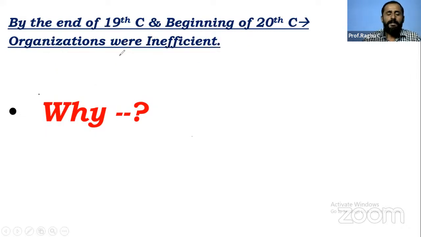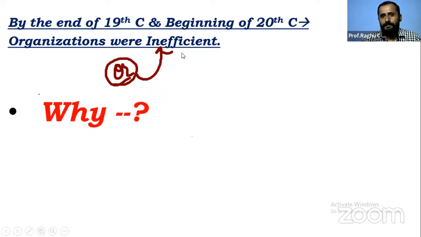So now, please tell me why the organizations were inefficient at this point of time. Please let me know from you. Why were the organizations inefficient? Here you have to internalize these things because these were the problems which were solved by Taylor, and this is scientific management. Let me brief these things.